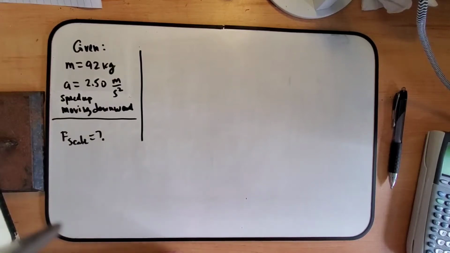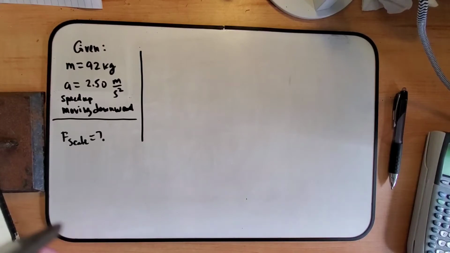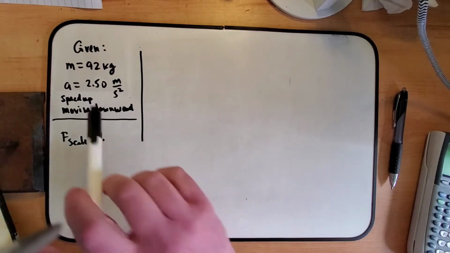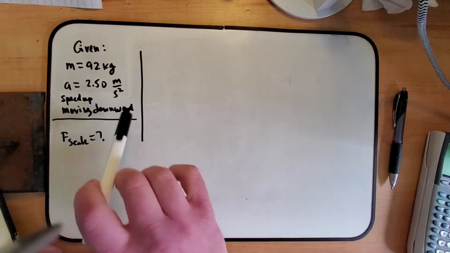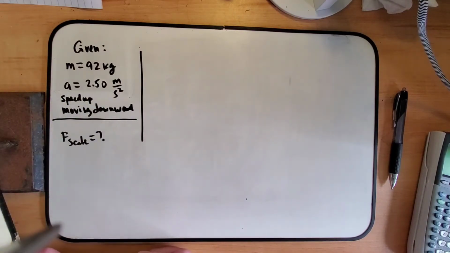Okay guys, so in this video we're gonna do again the elevator problem. The only difference now will be the elevator speeds up at 2.50 meters per second squared while moving downward. So again, it will speed up moving downward, and we need to find out now the apparent weight, or F of the scale. So how do we do this problem?